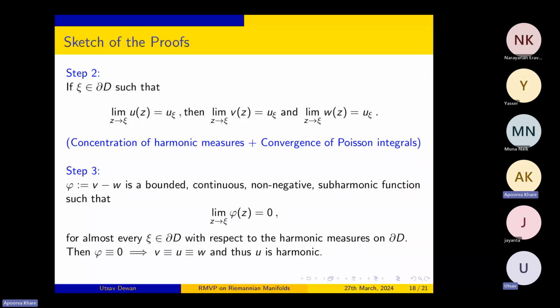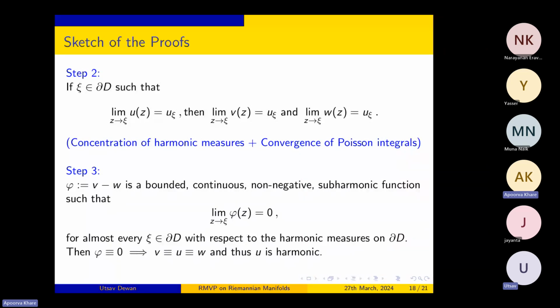And finally, step 3 is that we wanted to show that V and W are actually equal. So we consider the difference function phi to be V minus W. This will be bounded continuous, because recall that W was dominated by V, so it's non-negative, and V was subharmonic, W superharmonic. So this difference will definitely be a subharmonic function. Phi actually vanishes on a full measure subset of the boundary, because it follows from the previous step, right? V and W have the same boundary limit on a full measure subset of the boundary, so their difference will vanish on the full measure subset of the boundary.